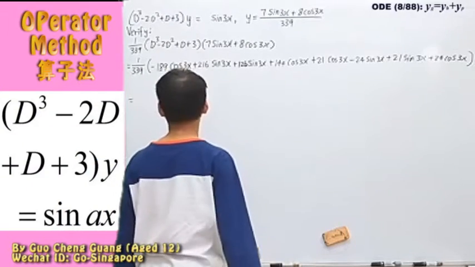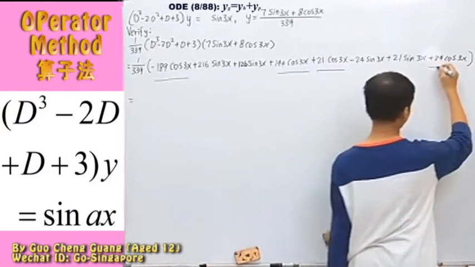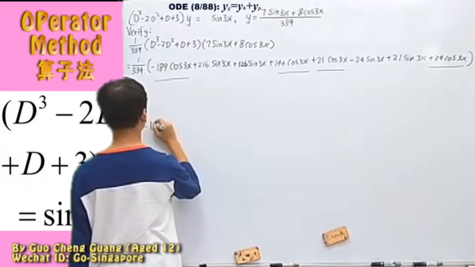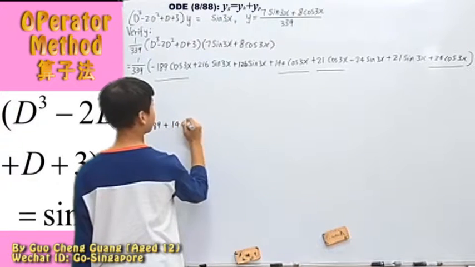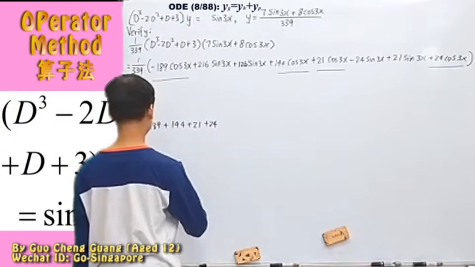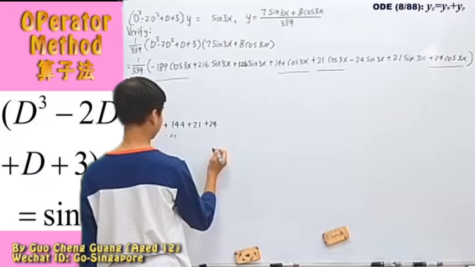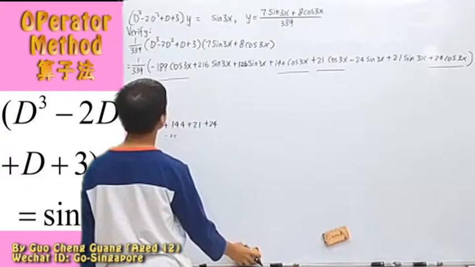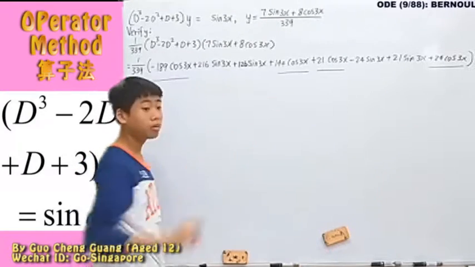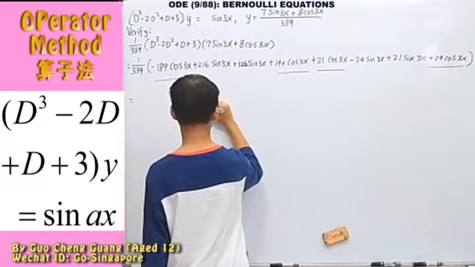So let's take a look at the parts. Cosine, cosine, cosine, and cosine here. So what do we get? That means you need to find negative 189, plus 144, plus 21, plus 24 for this part. Okay, that means it will give you a 0. So the cosine part, you won't have it. The last parts are for sine.